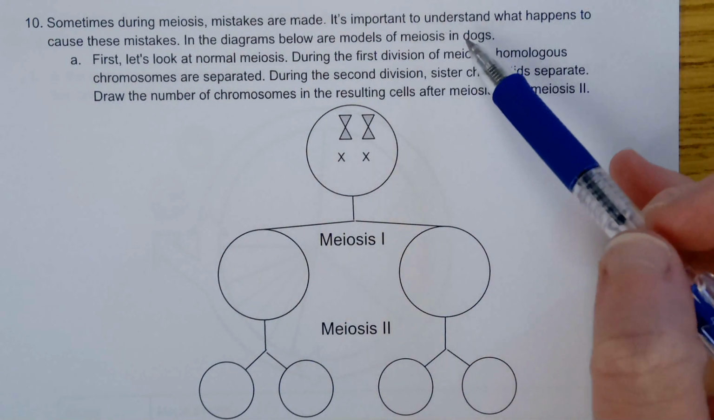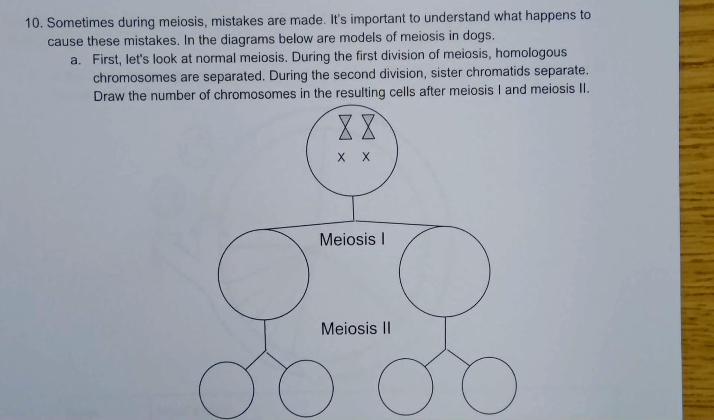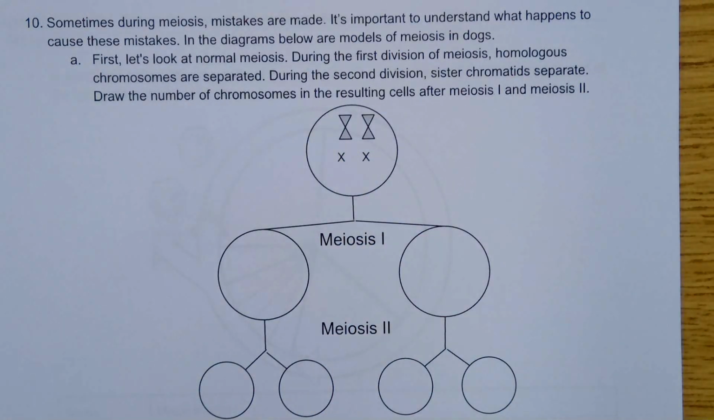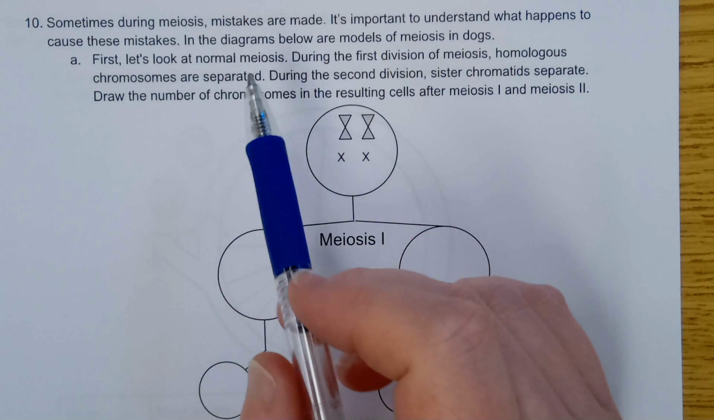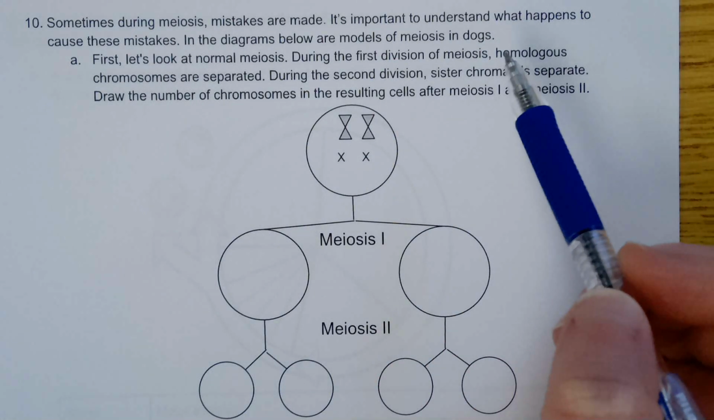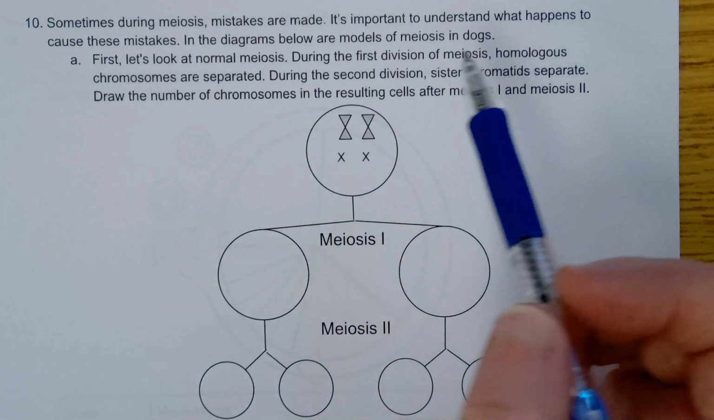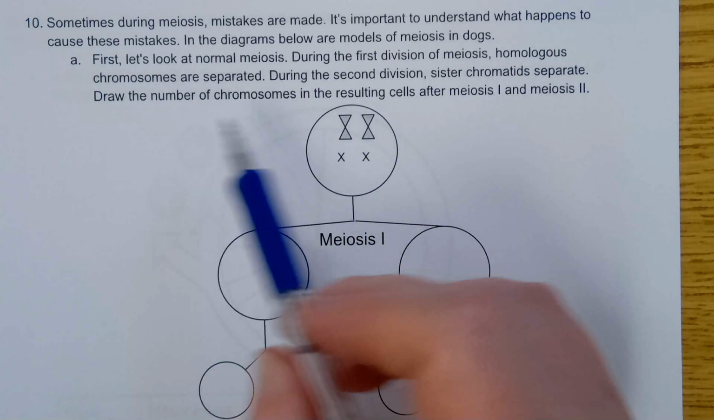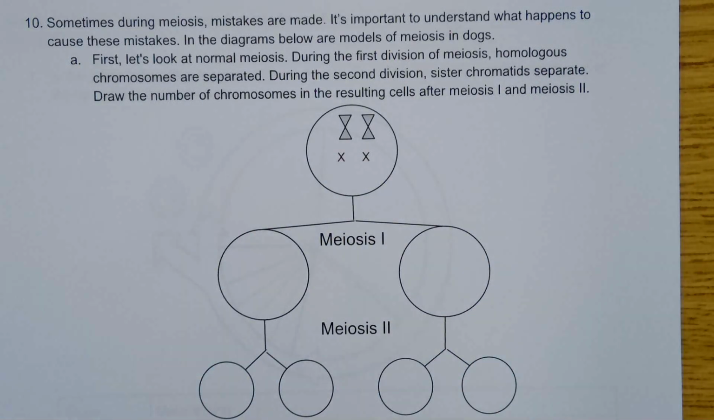All right, for 10, sometimes during meiosis, mistakes are made. It is important to understand what happens to cause these mistakes. In the diagrams below are models of meiosis in dogs. First, let's look at normal meiosis. During the first division of meiosis, homologous chromosomes are separated. During the second division, sister chromatids separate. Draw the number of chromosomes in the resulting cells after meiosis 1 and meiosis 2.